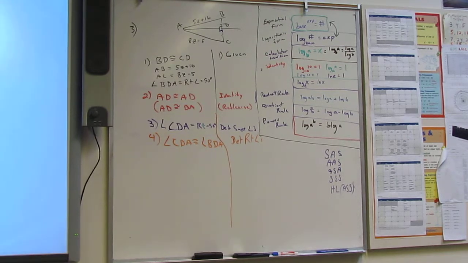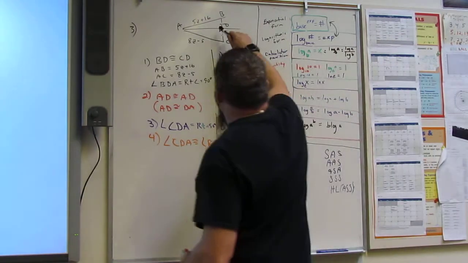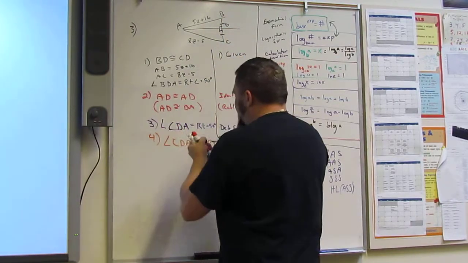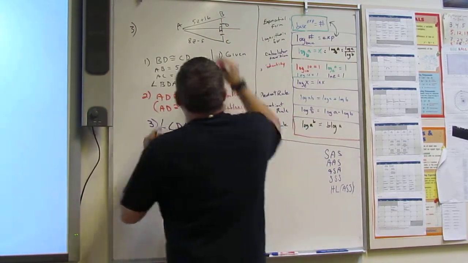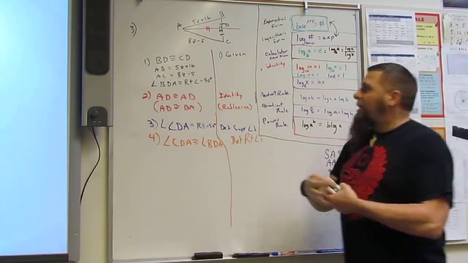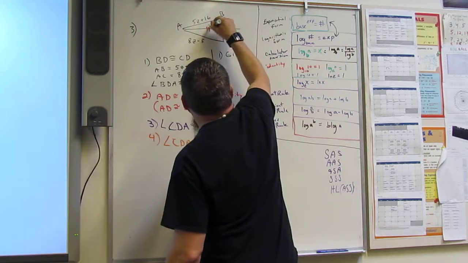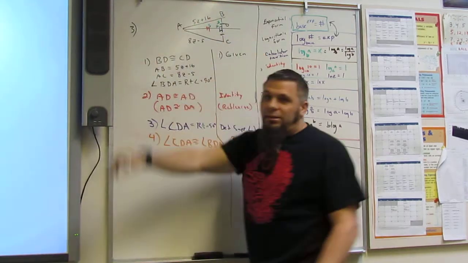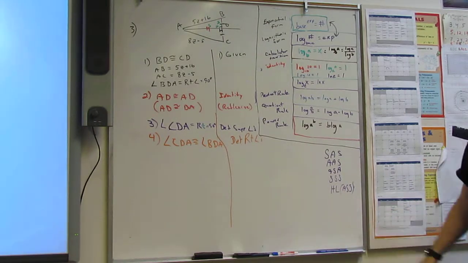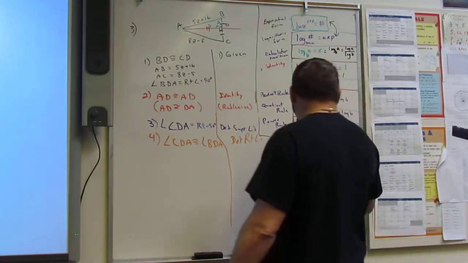Alright, so we know that these are congruent. We know that these are congruent. We did this by the reflexive property, right? So we know that those are congruent. So we have side, angle, side. Is that one of our congruent triangles? Yes. Good. So side, angle, side.